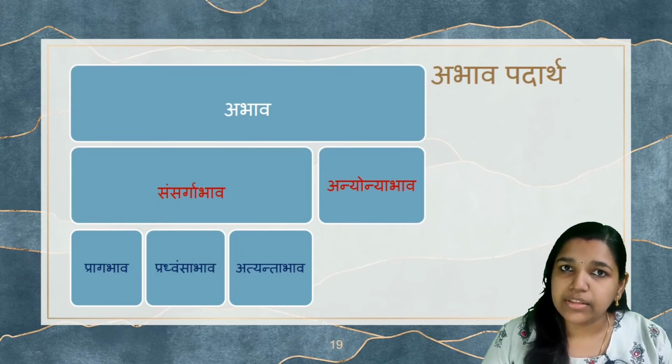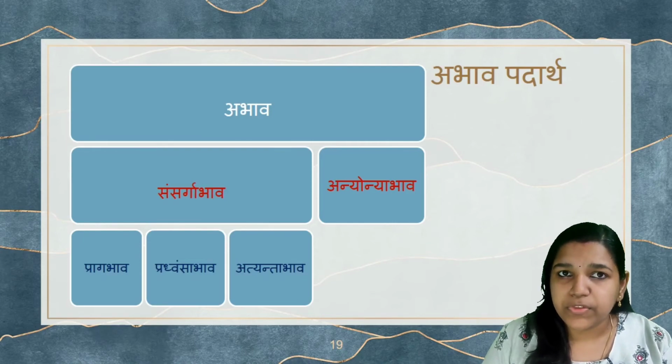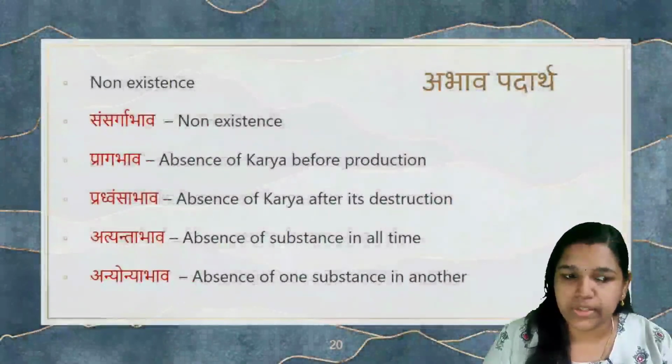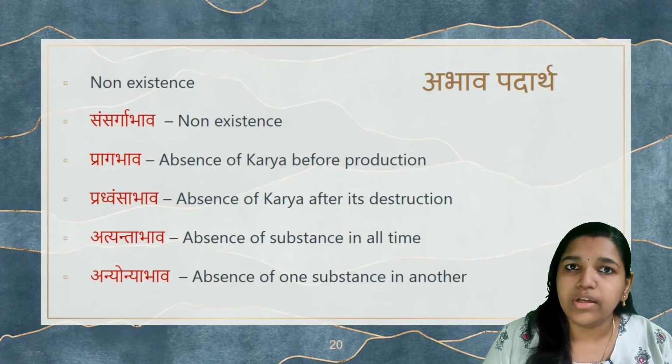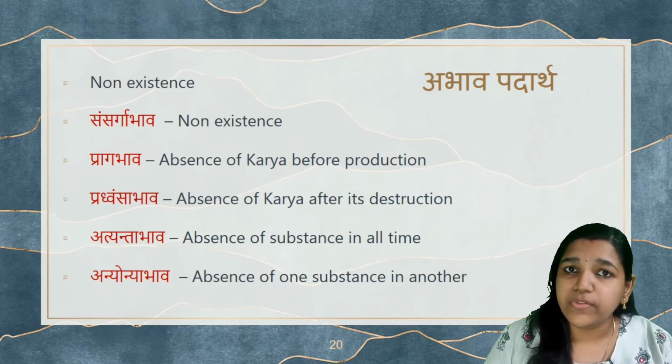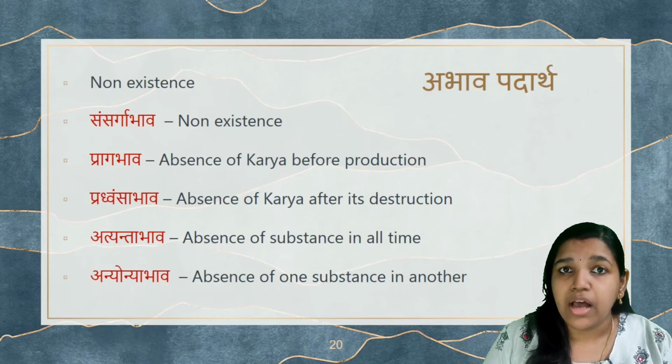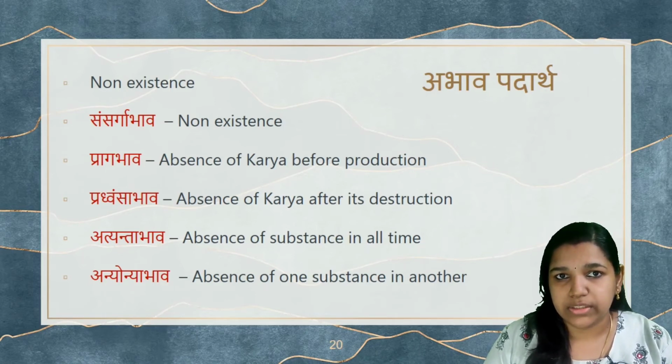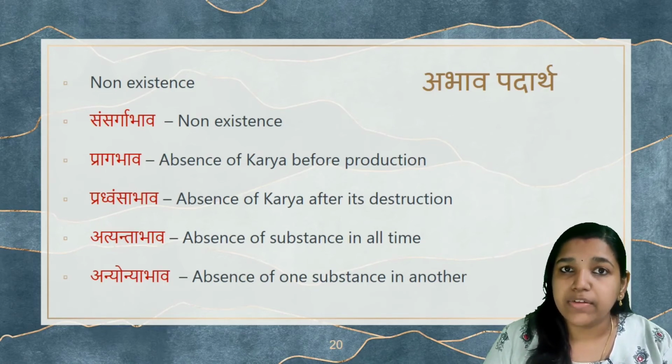So abhava padartha means non-existence, and samsarga abhava means non-existence itself, that is at all the times non-existence, or based on certain conditions the non-existence of a particular dravya or padartha is considered to be samsarga abhava. That is samsarga, based on the combination of certain things there will be absence of certain things, that is called as samsarga abhava. The three types are prak abhava, pradhvamsa abhava and atyanta abhava.